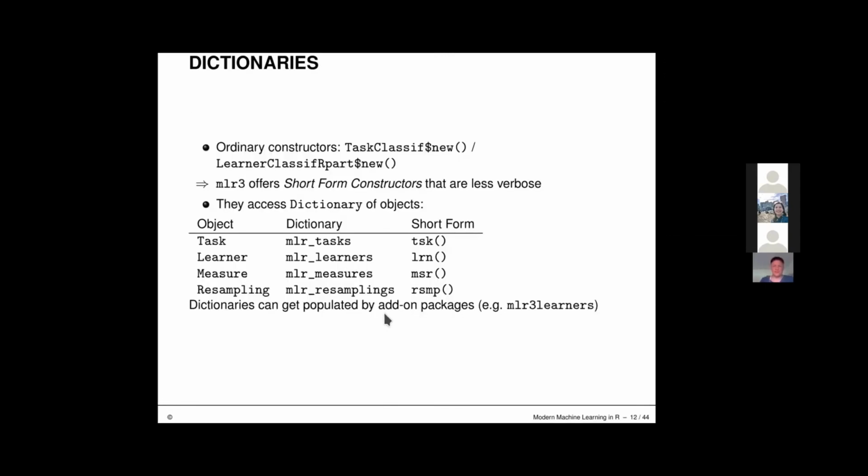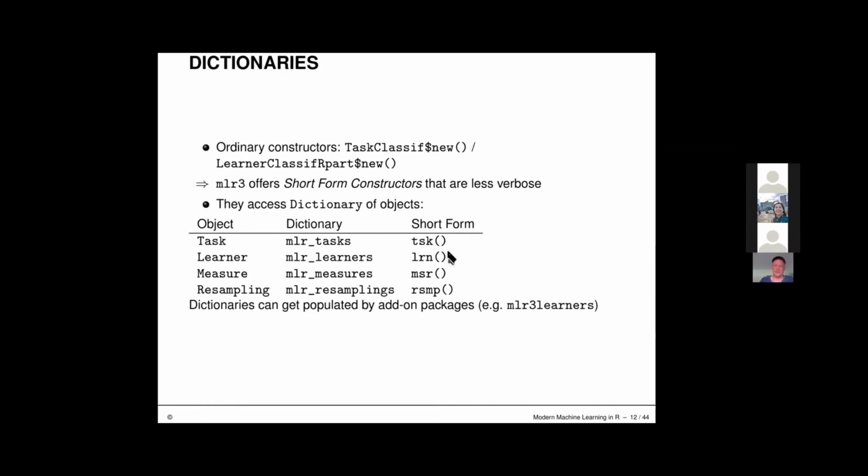And another advantage is that these dictionaries can be populated by their own packages. So if you load the MLR learners package, this dictionary, MLR learners, will be populated with, I don't know, 20 more learners, right? And if you load the survival package, this dictionary now holds survival learners. So this is basically what you have to remember. These short forms we'll be using a lot in the next slides.